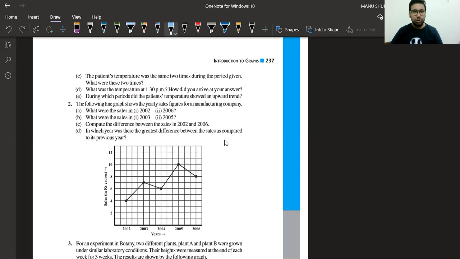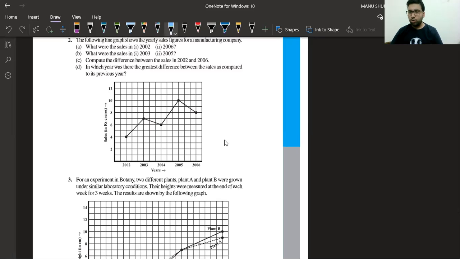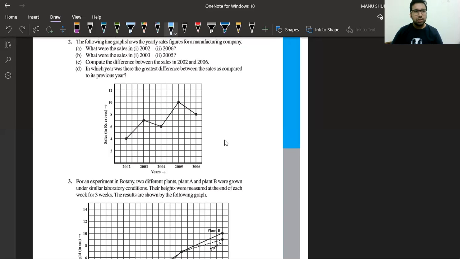Okay, class. Question number two. Any issue? Question number two, please ask. In question number two, any issue you found? No. Anyone having any issue in question number two? It is a simple line graph only. What they are saying, let me take one or two parts. The following line graph shows yearly sales figures. So on the x-axis we have number of years. On the y-axis we have the sales in rupees.